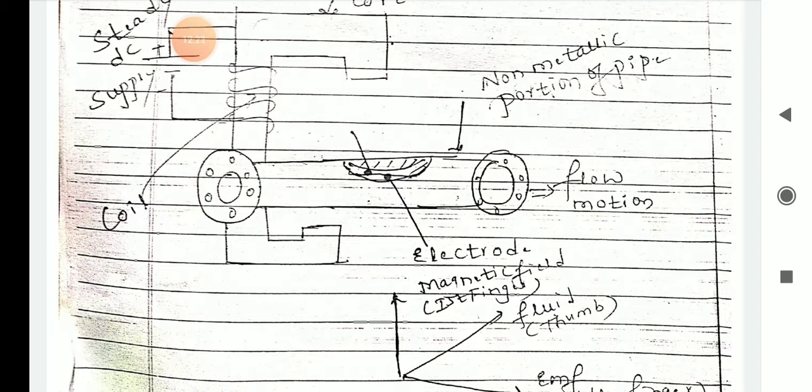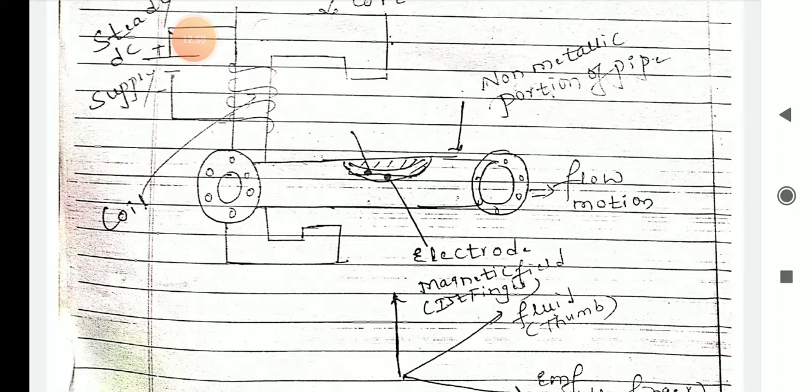The pipe is placed within an electromagnet which produces a magnetic field, which is generated by current flowing through the coil placed on the electromagnet. The coil is powered by a steady DC supply. You can observe this in the diagram also.